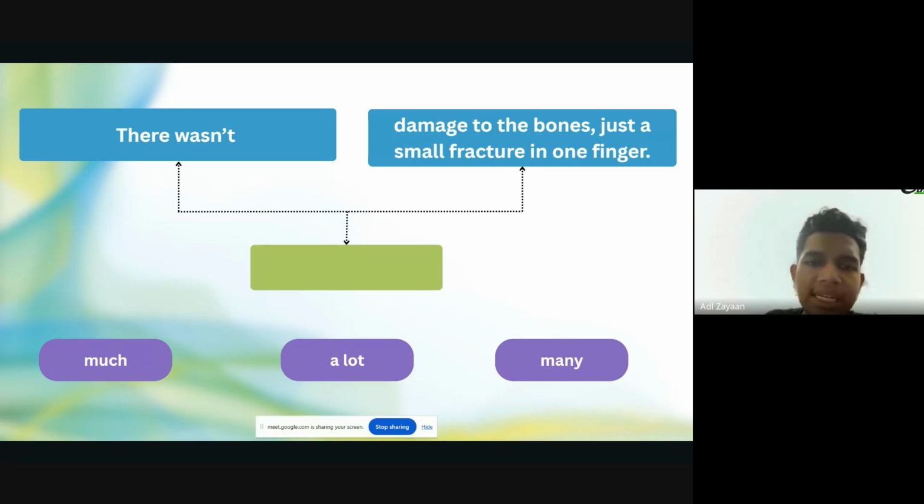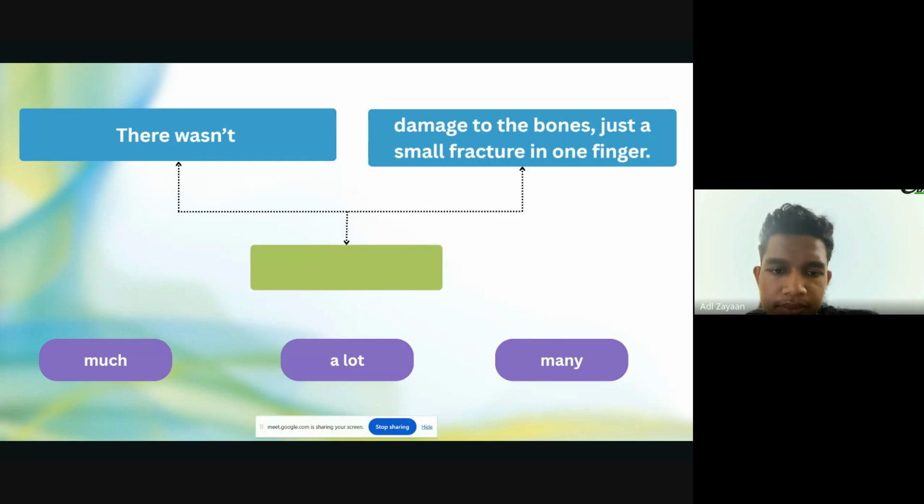So, there wasn't dash damage to the bone, just a small fracture in one finger. A fracture is when our bones are broken; we say there is a fracture. So one guy was playing something and some injury happened. There wasn't dash damage to the bones, just a small fracture in one finger. So which will be the correct answer?